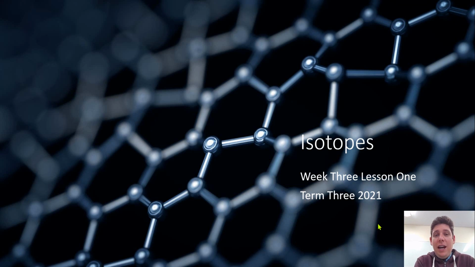Good morning, students. Today we're looking at isotopes. Last lesson we looked at what defines an atom. An element has a number of protons, and that makes it that element. For example, hydrogen has one proton. That means it is a hydrogen atom because of the number of protons.